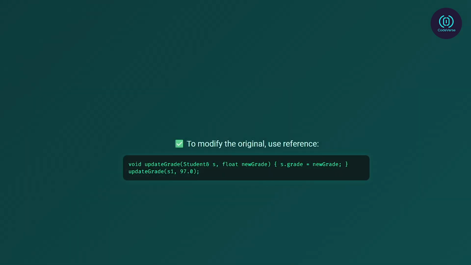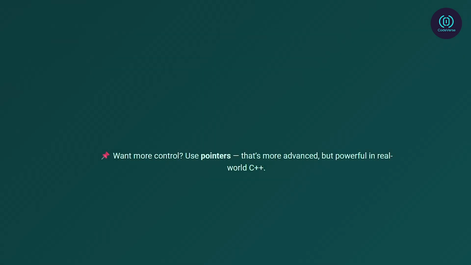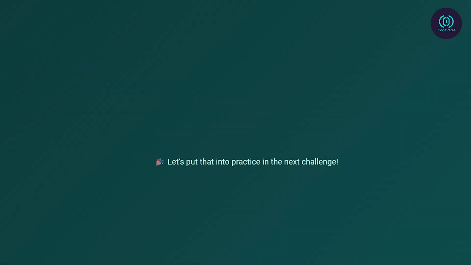If you want to modify the original, use a reference instead: void updateGrade(Student& s, float newGrade) { s.grade = newGrade; }. Want even more control? Use pointers. That's more advanced, but very common in real-world C++ code. In short, passing structs to functions makes your code more modular, readable, and powerful. Ready to try it out with examples?